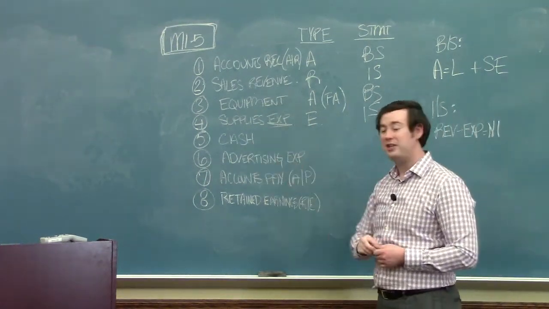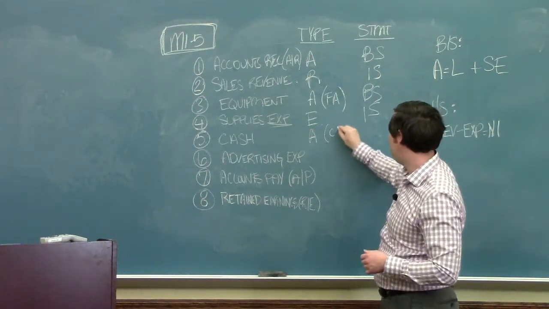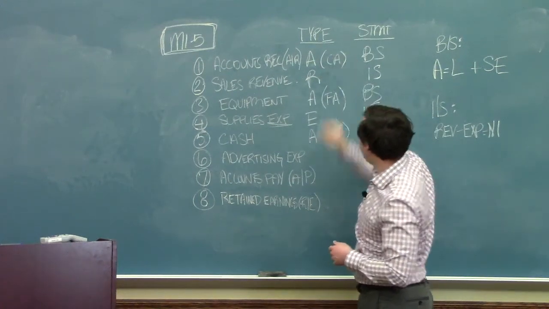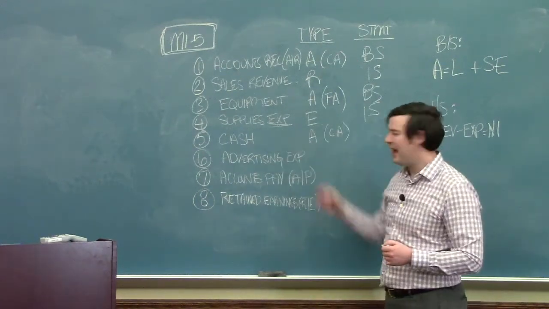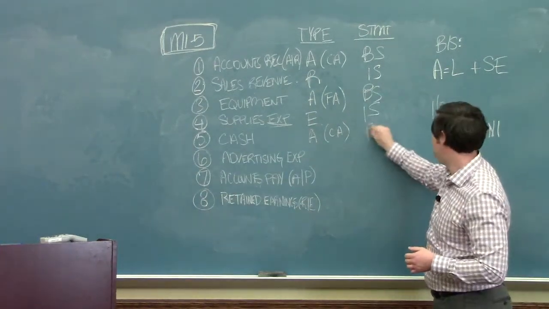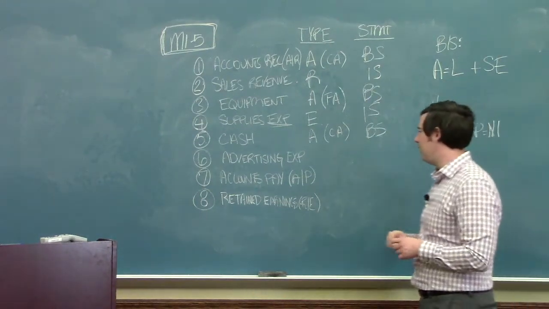Next is cash. Cash is considered an asset. More namely, this is considered a current asset. Accounts receivable is also considered a current asset, okay? Cash is exactly what it says it is, cash, and we know that assets show up on the balance sheet because of our handy equation we wrote out here.